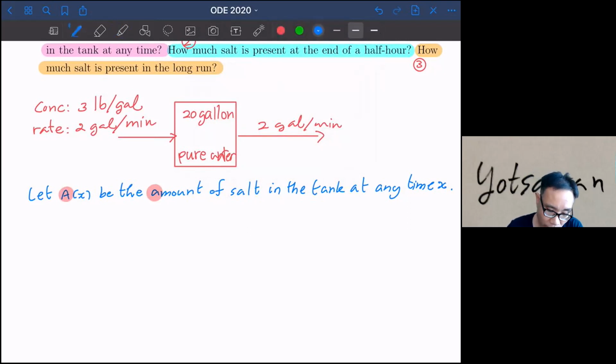From this information, pure water implies that A at the beginning, when you begin the experiment, is equal to 0 pounds of salt. You have no salt in the tank at the beginning, so A(0) is equal to 0 because of pure water.